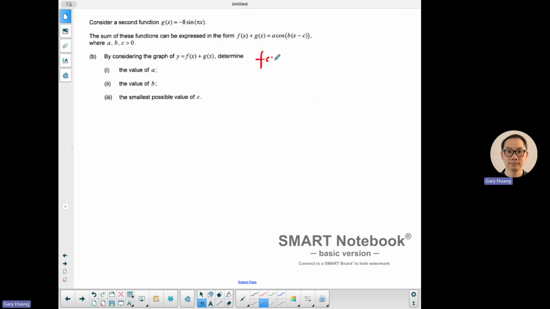So f of x is equal to 6 cosine pi x, and g of x is equal to -8 sine pi x. You're going to go to y1 and type in 6 cosine pi x minus 8 sine pi x, and then look at the graph. From the graph, you're going to be able to find your A, B, and C value. A is your amplitude, B is 2 pi divided by the period, and C is your horizontal shift.